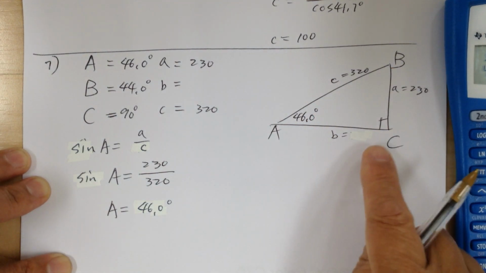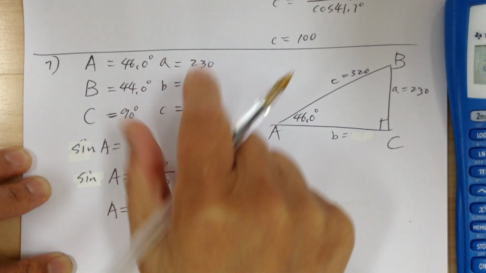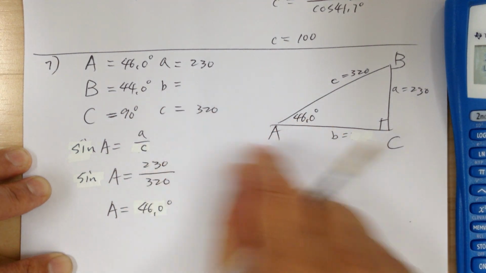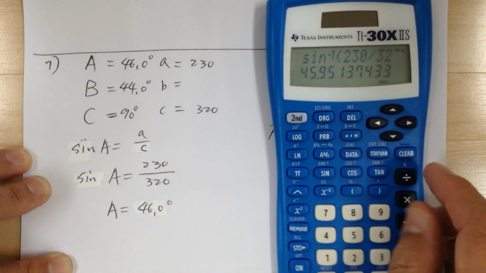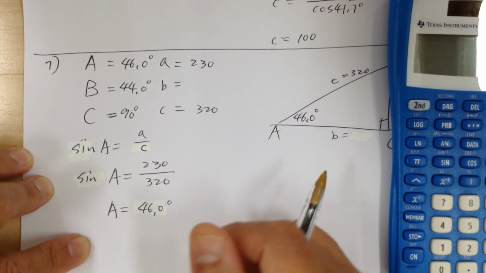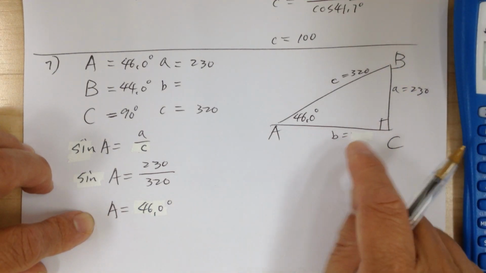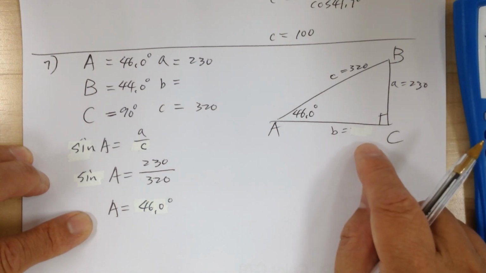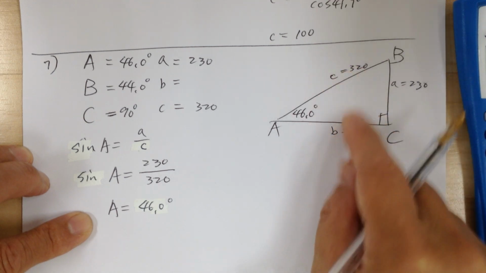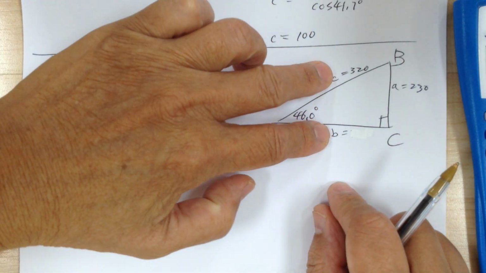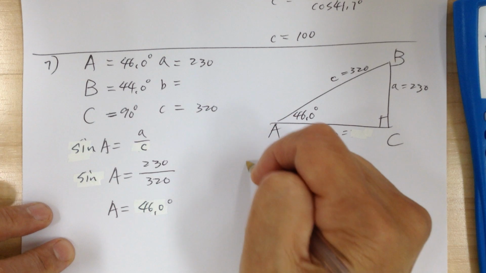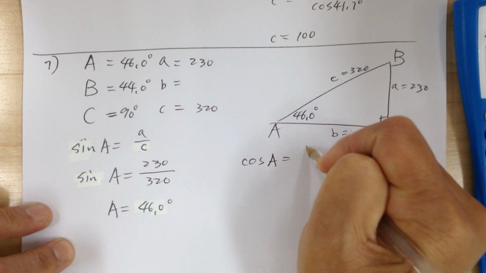Okay, so again, be careful where you put information, and that's why when you keep things organized, it cuts down a lot on the careless mistakes. Okay, so B. Now you're looking for B, so you can use this over this. So these two will be the cosine function. Cosine of A will equal B over C.